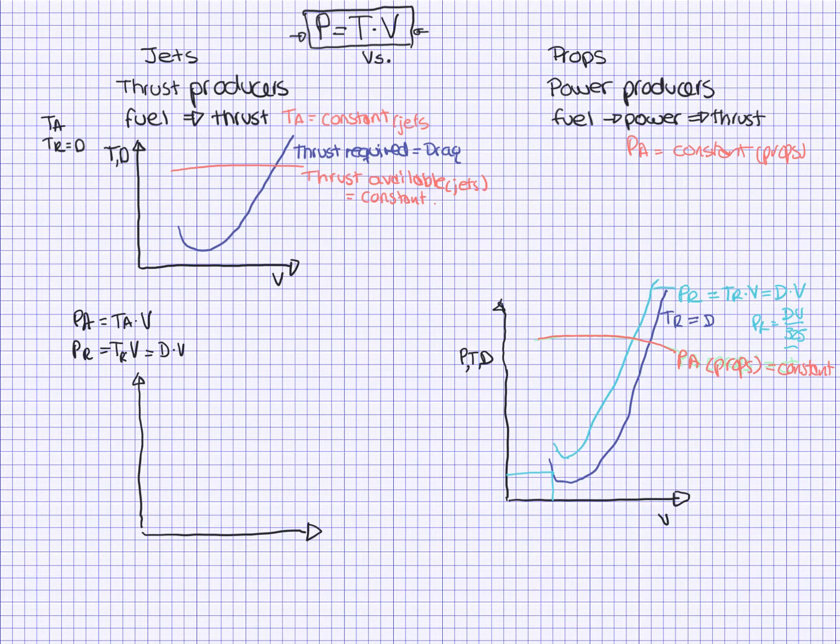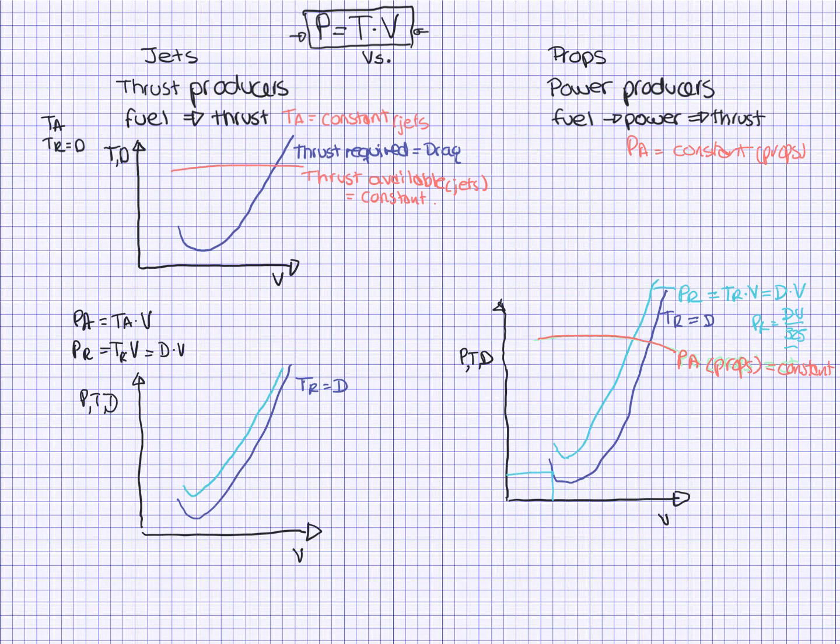Okay, so again, if we have here power, thrust, drag, and the x-axis is velocity, and we have this drag curve, or the thrust required curve, thrust required equals drag. Now we're going to draw again power required. Power required is thrust required times velocity. So it's going to look something like this.